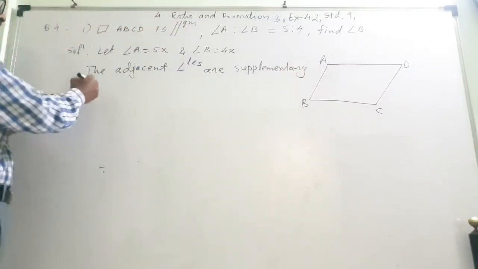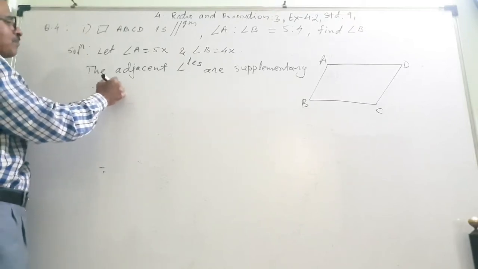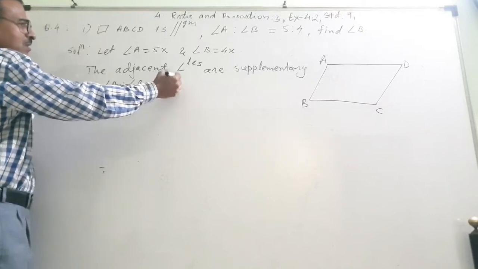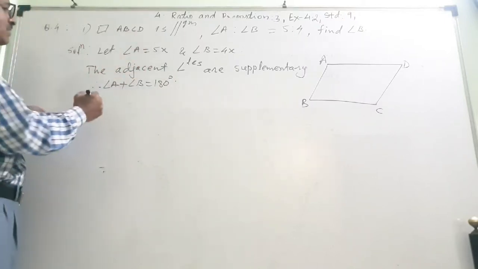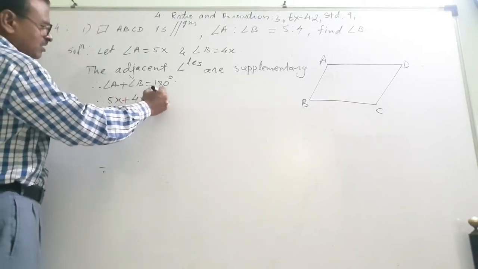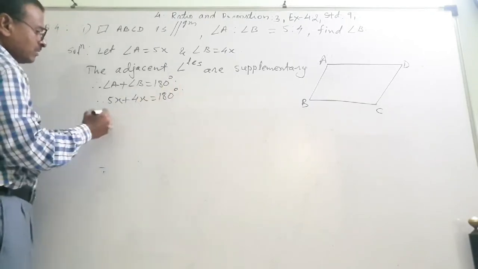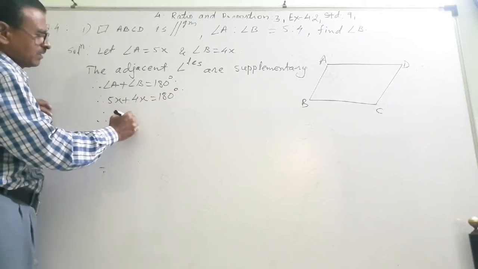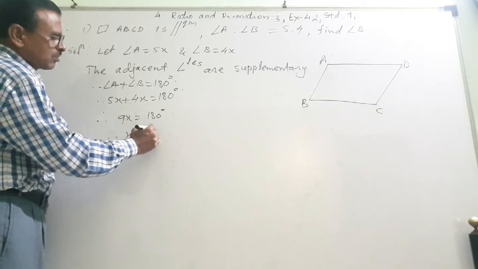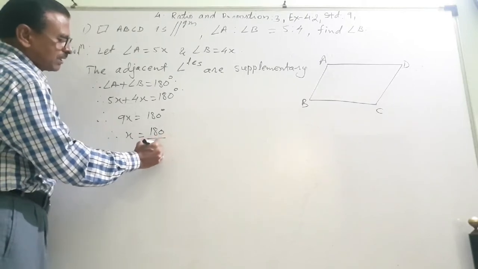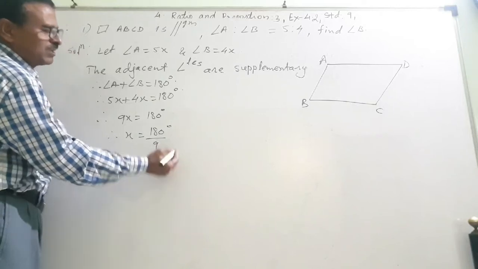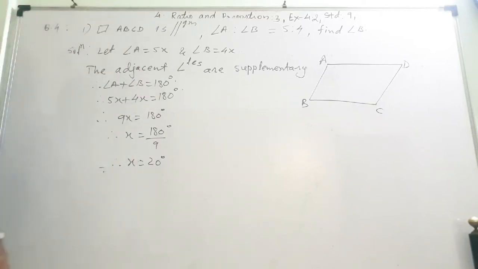Therefore, angle A plus angle B is equal to 180 degrees. But what is angle A? 5x. Therefore, 5x plus angle B, which is 4x, is equal to 180 degrees. Therefore, 9x is equal to 180 degrees. Therefore, x is equal to 180 upon 9, which means 20 degrees. X is how much? 20 degrees.